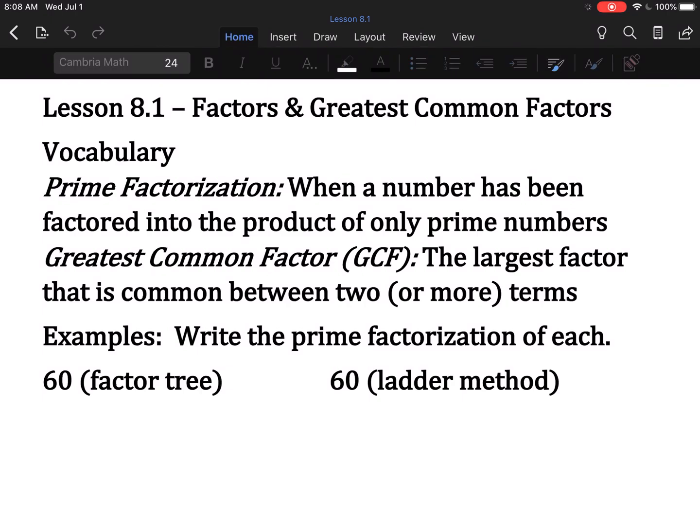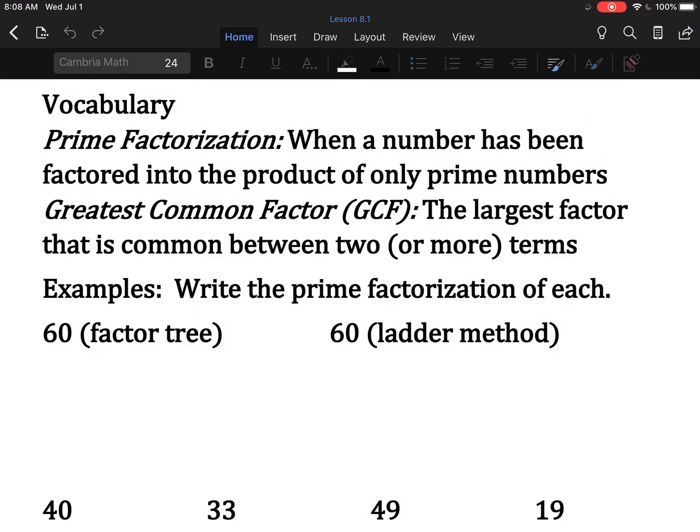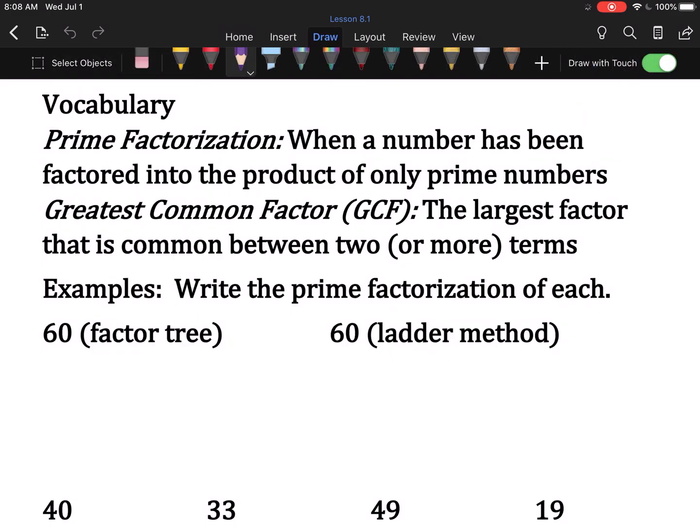So, first up is prime factorization. And we're going to factor 60. We're going to do it first with a factor tree. So what we need are two numbers that multiply together to make 60. Any two numbers will do. The first two that probably spring to mind are 6 and 10.